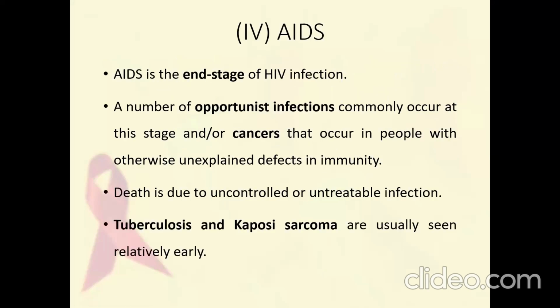Then last stage is AIDS. So AIDS is the end stage of HIV infection. A number of opportunistic infections commonly occur at this stage, and cancers occur in people with otherwise unexplained defects in immunity. So death is due to uncontrollable or untreatable infection.